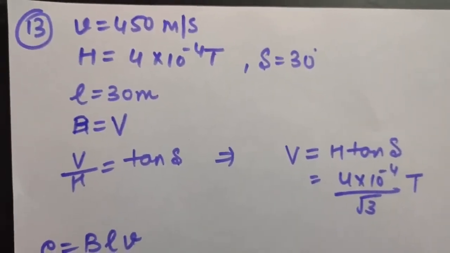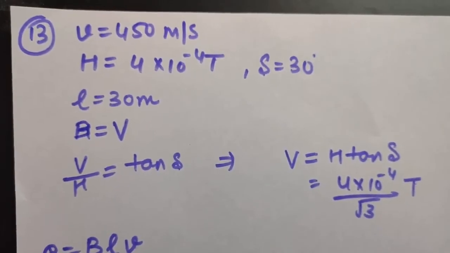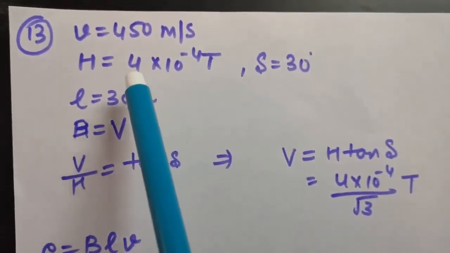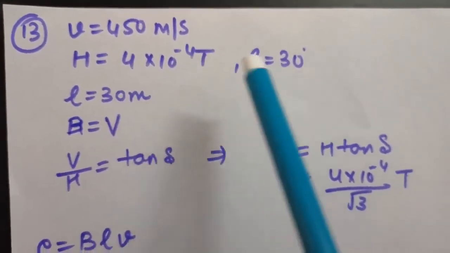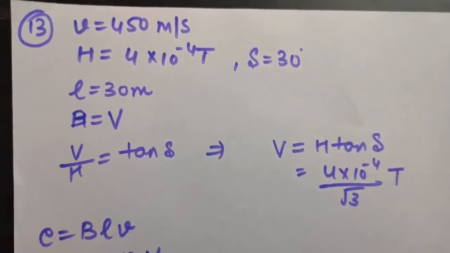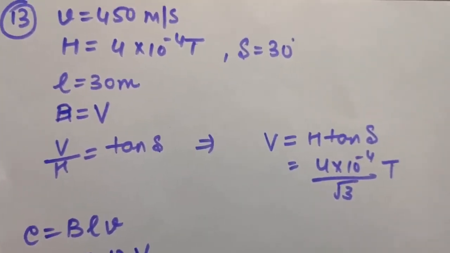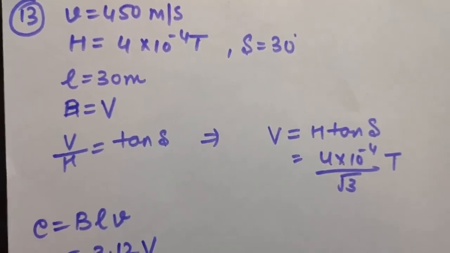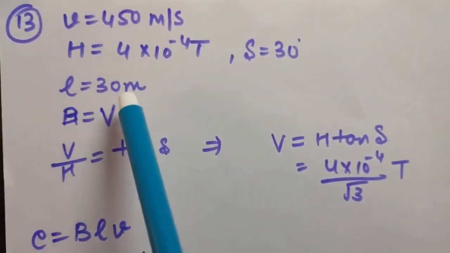It says a jet plane is moving with a speed of 450 meter per second, and the horizontal component of the earth's magnetic field is 4 into 10 to the power minus 4 Tesla, and the angle of dip is given to be 30 degrees. You have to calculate the induced EMF between the wings which have a span of 30 meters. Span means which have a length of 30 meters. Okay, so all these terms are given to you in the question.